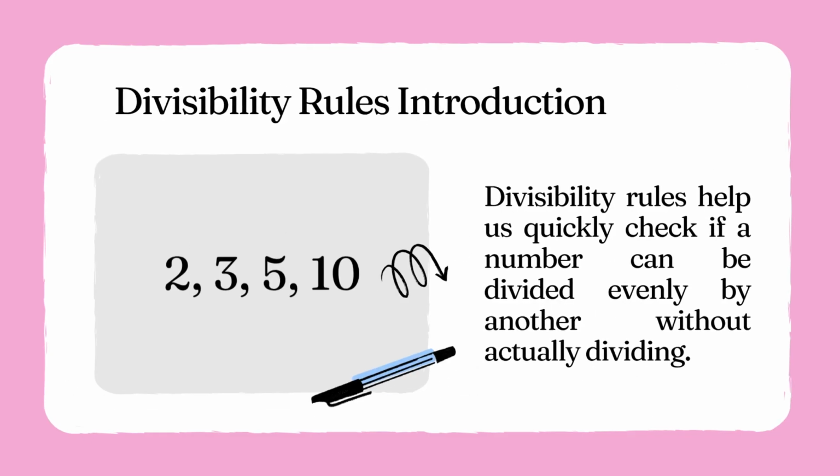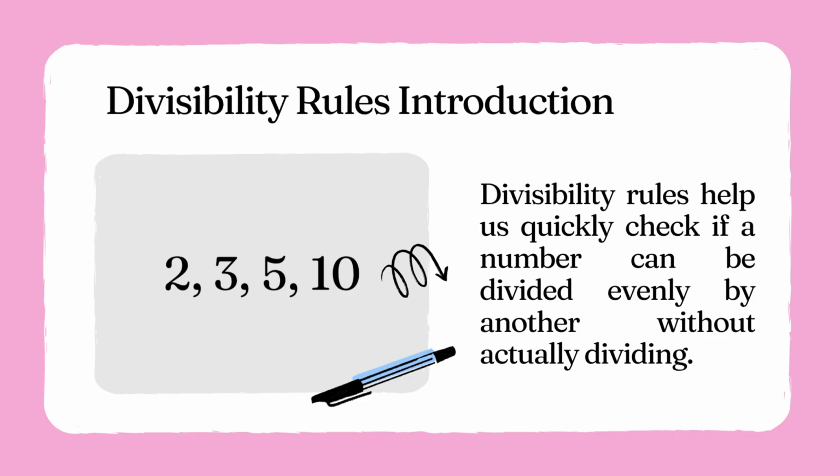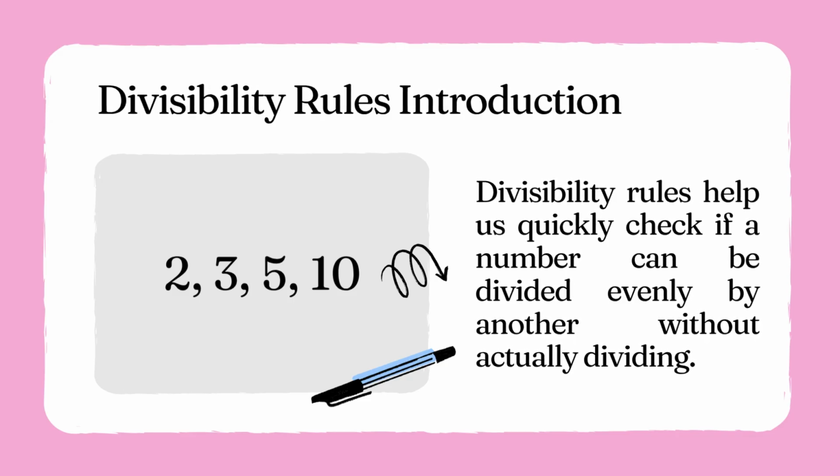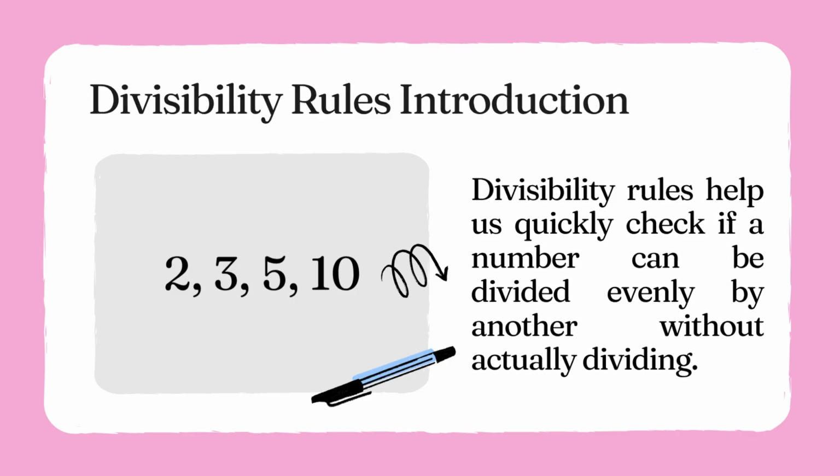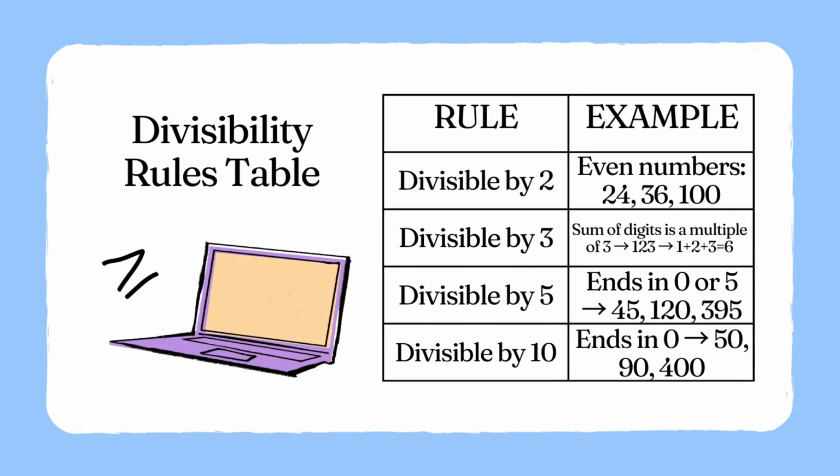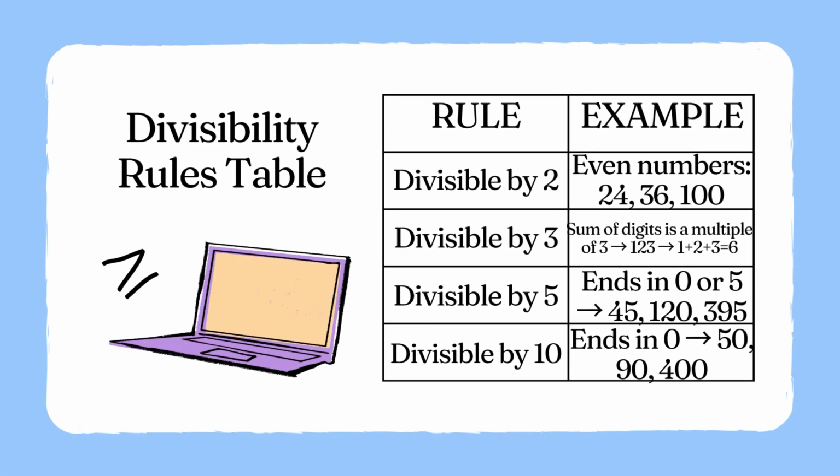Divisibility rules help us quickly check if a number can be divided evenly by another without actually dividing. Let's learn some easy tricks. For example, a number is divisible by 2 if it ends with 0, 2, 4, 6, or 8. It's divisible by 3 if the sum of its digits is a multiple of 3. It's divisible by 5 if it ends in 0 or 5. And divisible by 10 if it ends in 0.